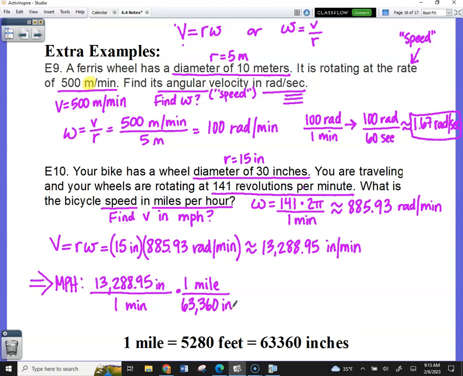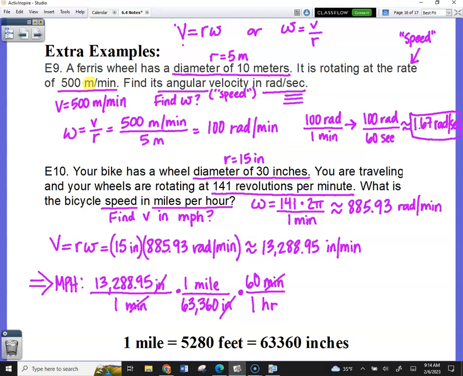Okay, so this is inches per minute. Now I've got miles per inches, so I'm going to convert. My inches are going to cancel here. I'm going to end up with miles per minute. I don't want miles per minute. I want miles per hour. So remind yourself, per hour means the hour needs to be in the bottom. So the 1 hour in the bottom is how many minutes? 60 minutes. And see, now your minutes are going to cancel. And so you're left with miles per hour.